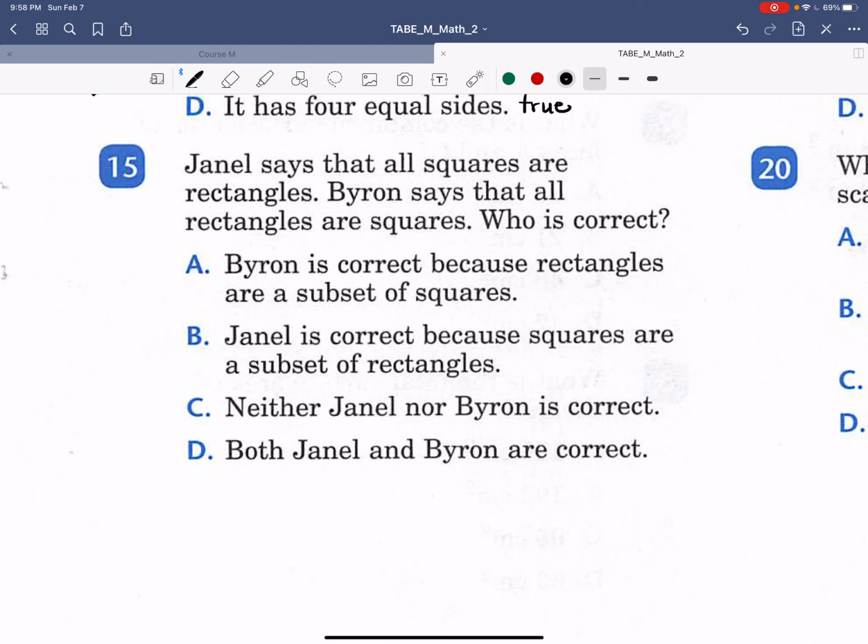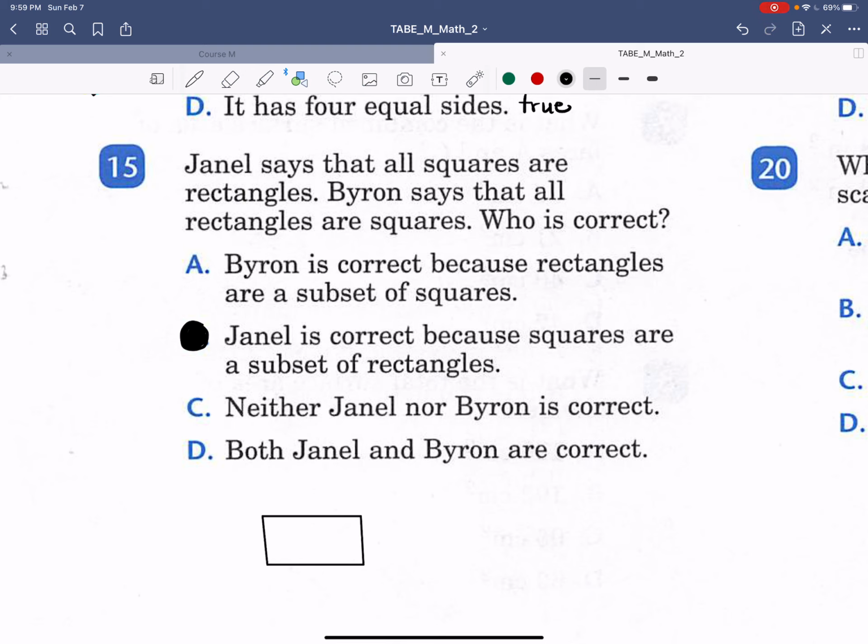Who is correct? This is a tricky one. You really have to think through it. But the answer is B. Janelle is right because squares are a subset of rectangles. Remember, the definition of a rectangle is that you have two sets of parallel lines and 4 right angles.